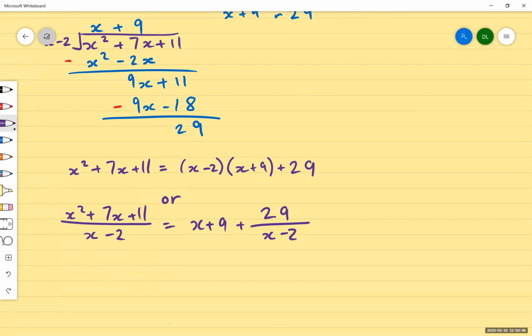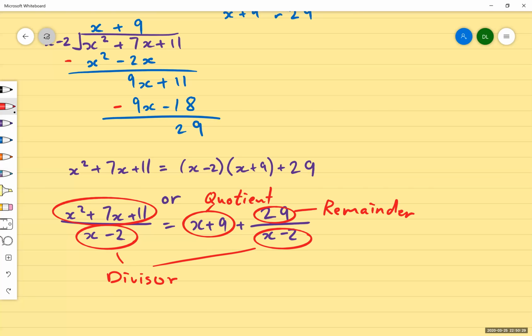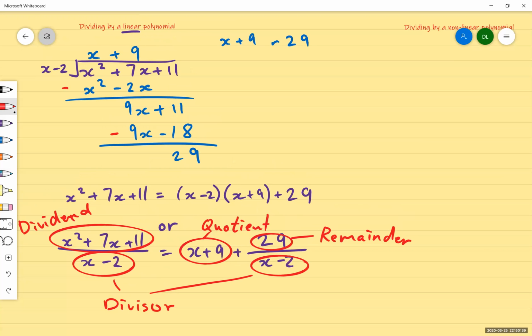So let me just label that. This is my divisor. This is my quotient. Apologies for the messy handwriting. This is my remainder. And this is my dividend. Okay. So that's how we solve a polynomial division by a linear polynomial.